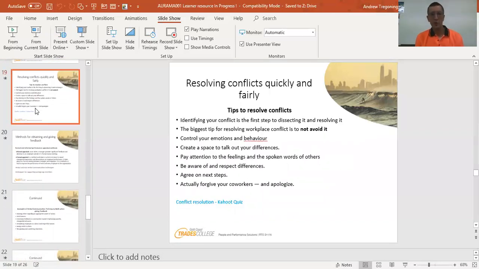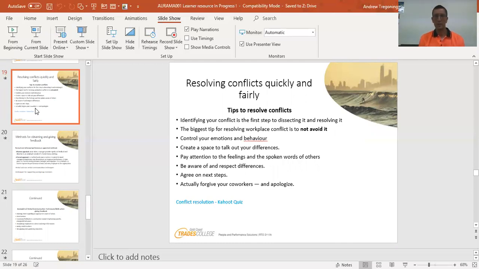Sometimes we have conflicts. On to the next tile. We need to resolve conflicts. If we just let conflicts go, they can sometimes turn into a larger issue and be much worse than a quick conflict that's easy to resolve. Just as communication requires skills, resolving conflicts requires some skills and techniques as well.